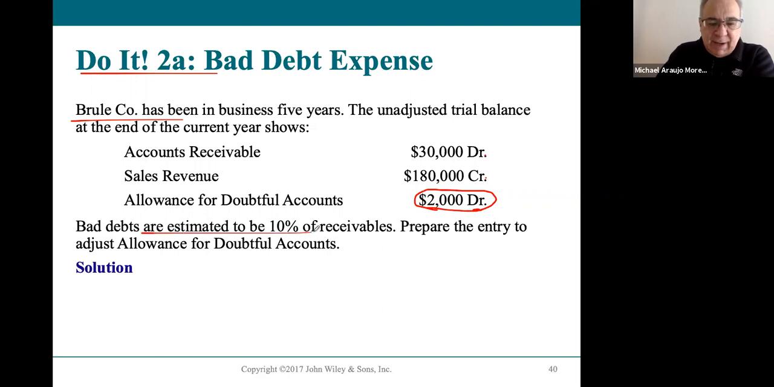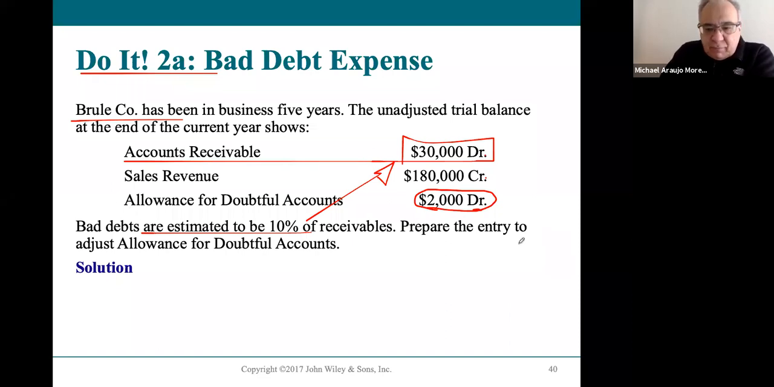Bad debts are estimated at 10% of receivables. Well, your receivables are $30,000. The estimate is 10% of that. So it's important to know what's in your allowance account. When you look at your allowance, I'm just going to make a little T account here for your allowance for doubtful accounts. Okay. Look what's happened. It has a $2,000 debit balance in it. That's what this says.